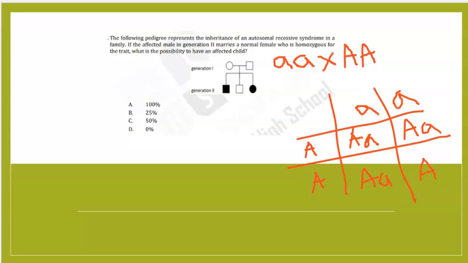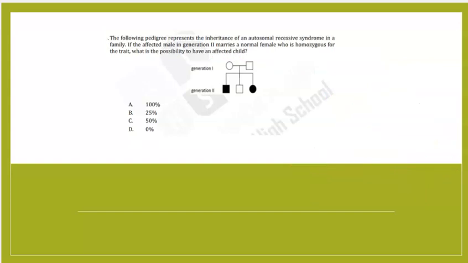So now they ask, what is the possibility of having the disease, the affected child? We see there is no affected child. There is no small a, small a. It's a recessive disease. For the child to be affected, it has to have small a, small a, which is not the case in any of the four children that we have figured out. So the answer for this question will be 0%.